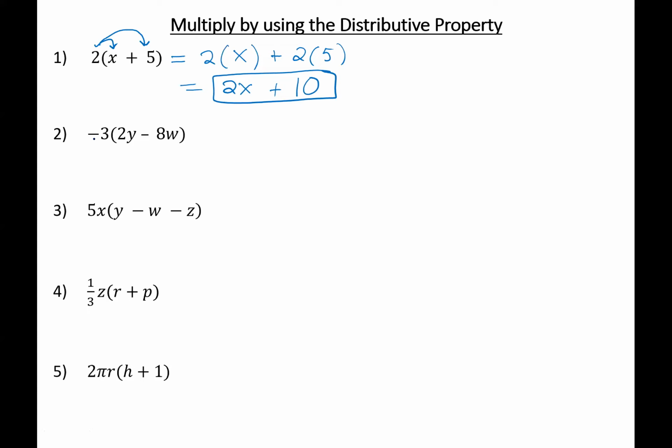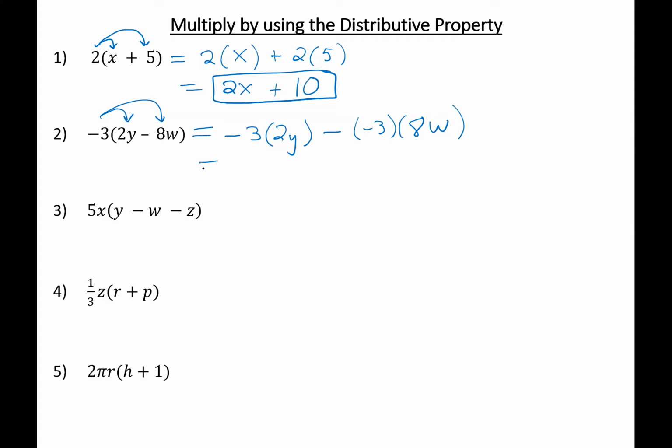Next problem, number 2. -3, parentheses, 2y minus 8w. Each term in the parentheses gets multiplied by -3. So we're being careful with signs. I'm going to write -3 times 2y. This time, instead of writing plus, I can write minus because of that minus sign, and then -3 times 8w. It's a little awkward with all those different signs. Either way, those two signs are about to cancel out. That minus and that negative, treat it like negative times negative. This will turn into a positive when we simplify that second term.